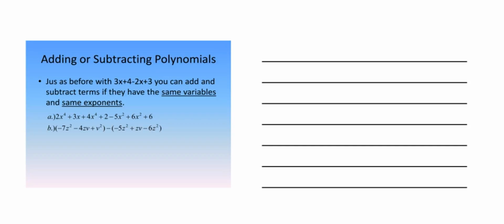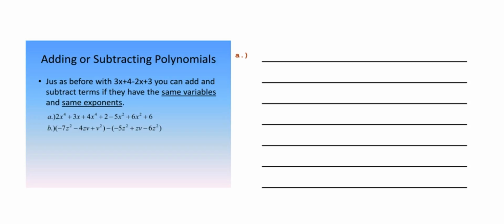Adding or subtracting polynomials. Just as before with, for instance, 3x plus 4 minus 2x plus 3, you can add and subtract terms if they have the same variables and same exponents. So let's try out the examples in this case.